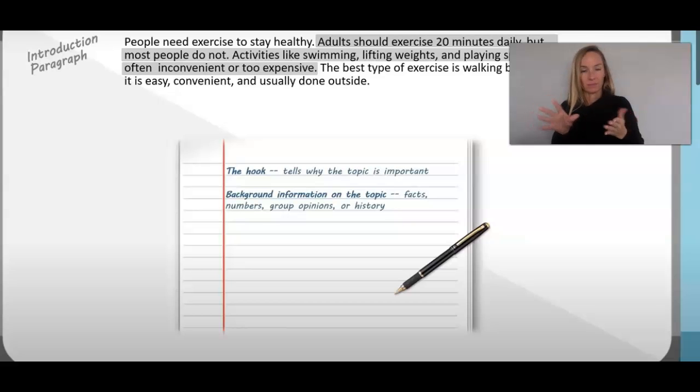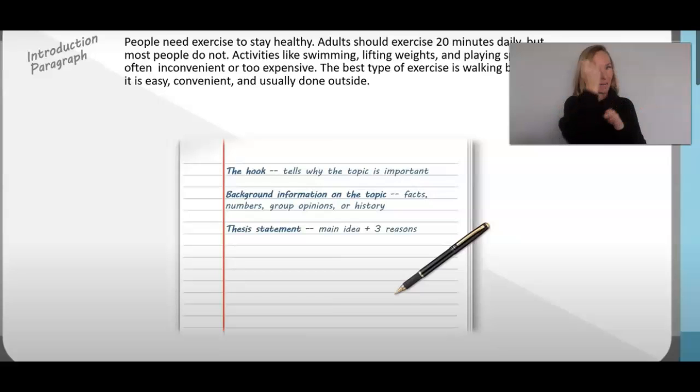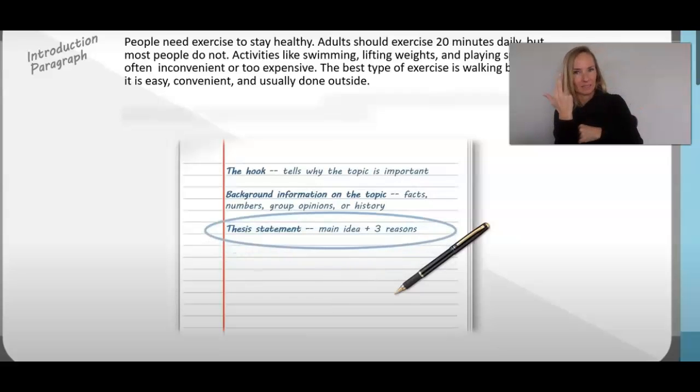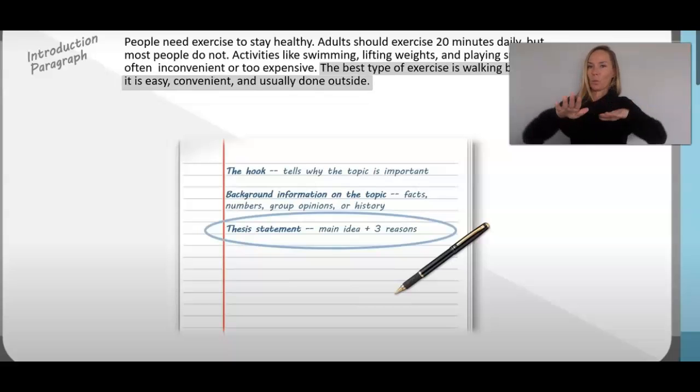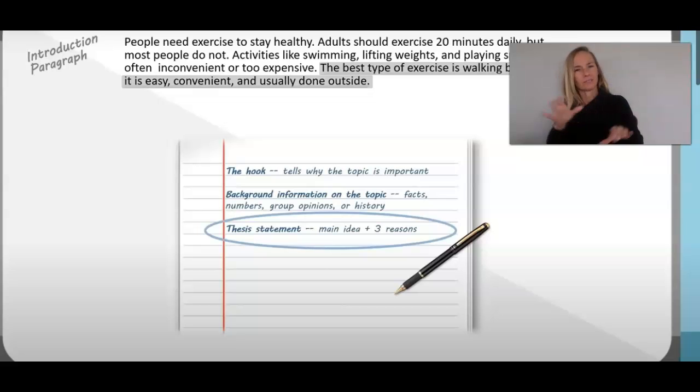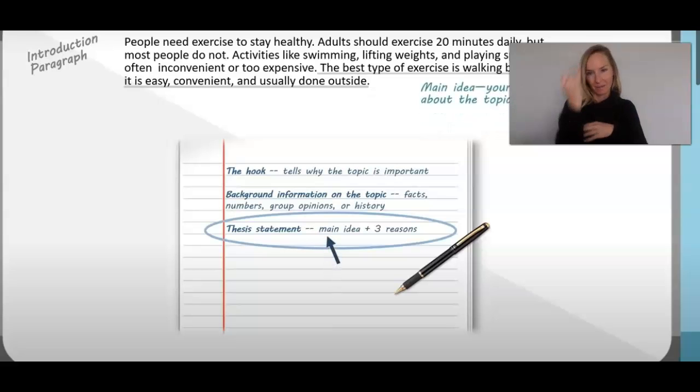And finally, we have our thesis statement, which includes our main idea and 3 reasons. So our thesis statement reads, the best type of exercise is walking because it is easy, convenient, and usually done outside. And remember that the thesis statement contains the main idea, which is your message about the topic. In this case, our main idea is that the best type of exercise is walking.